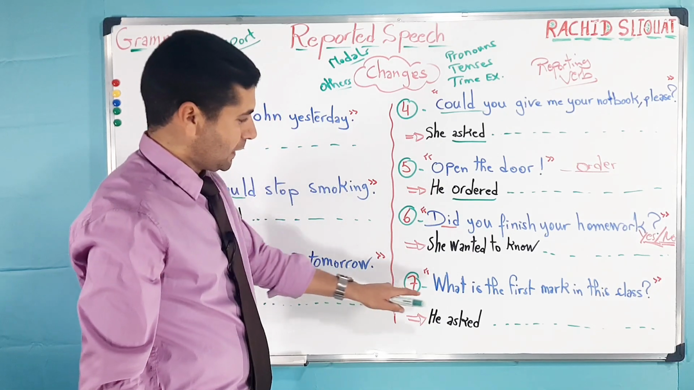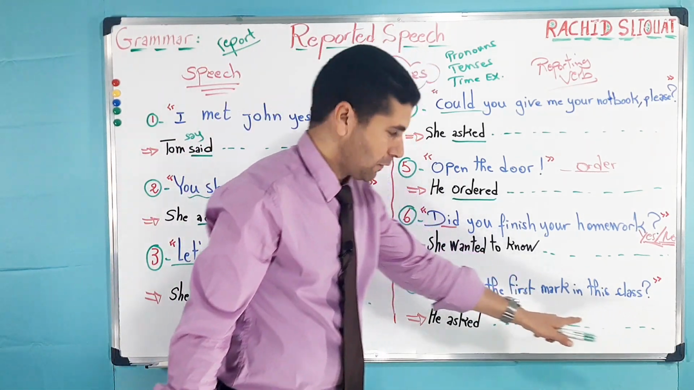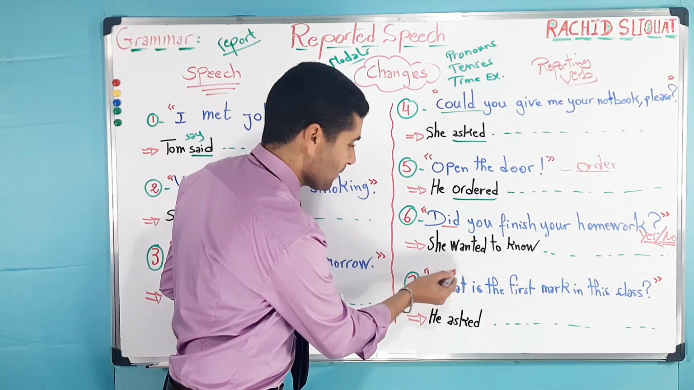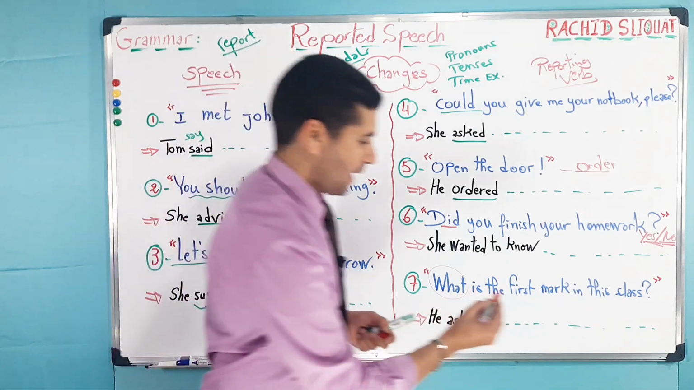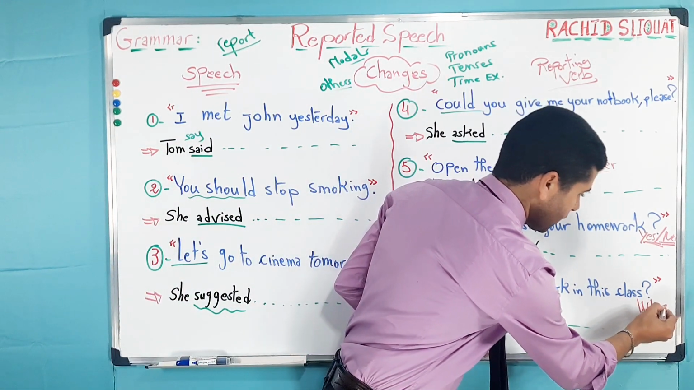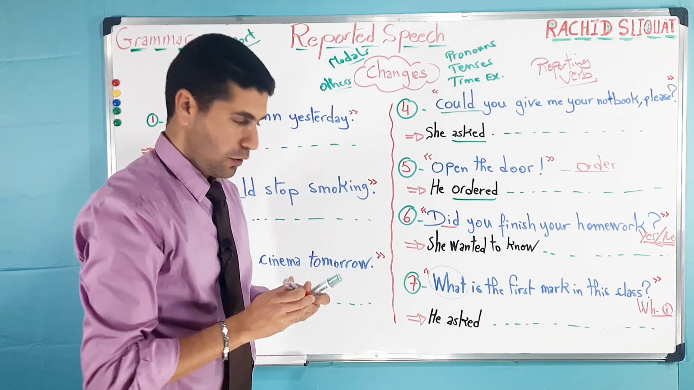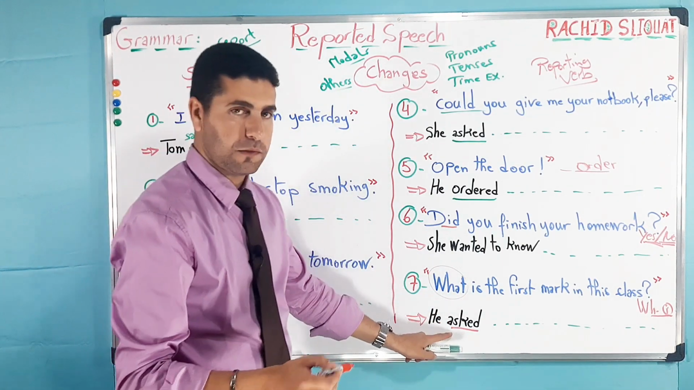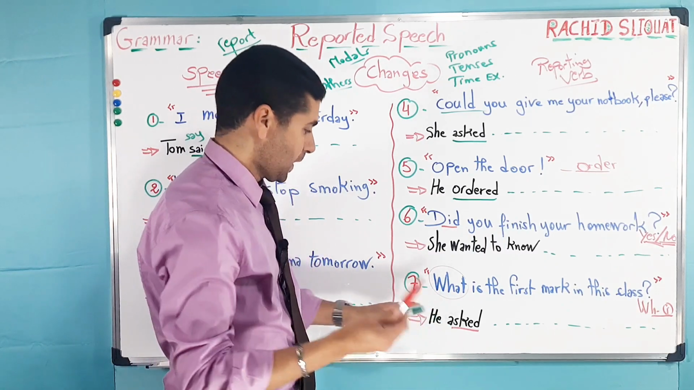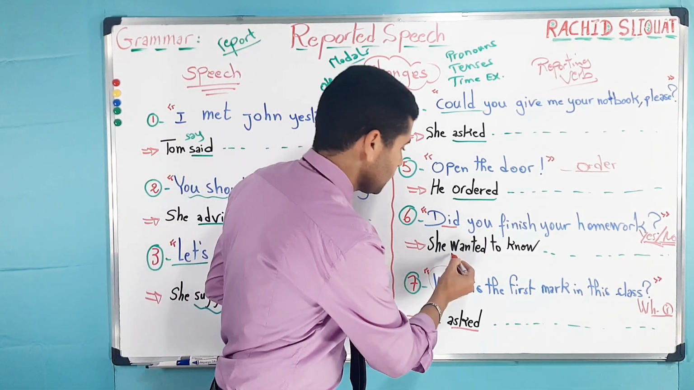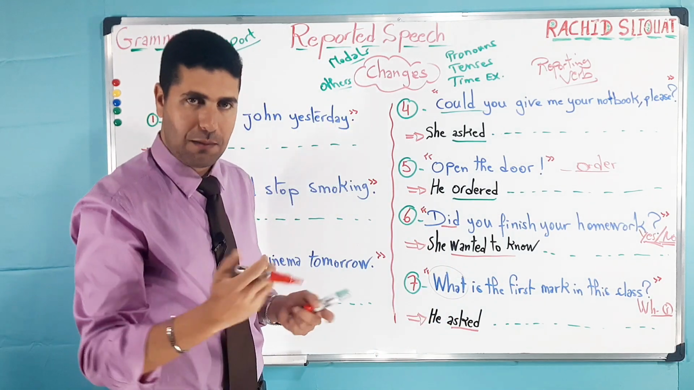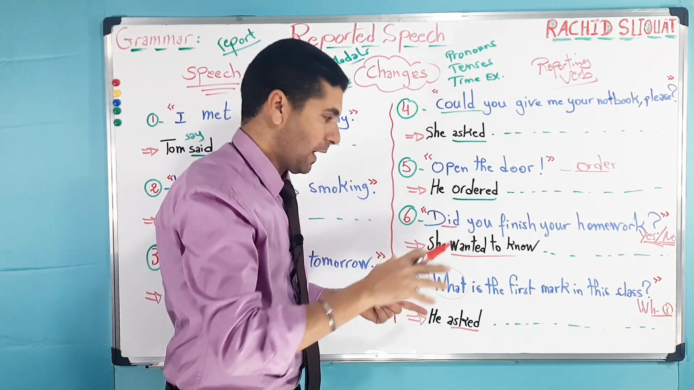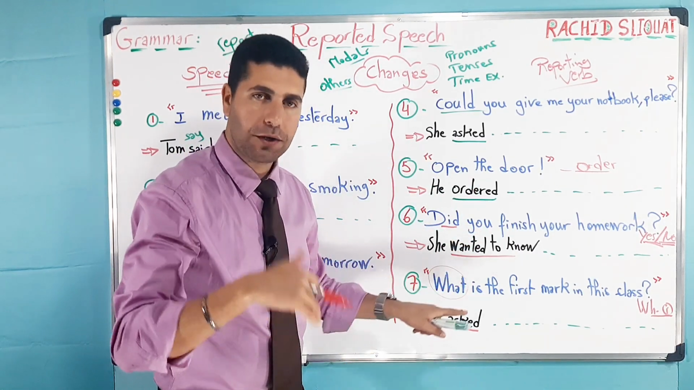And finally, what is the first mark in the class? So this is also a question, but it is a WH question. The verb here is asked. So always the verb ask with question or want to know. When you ask a question about something, very simply, this means that you want to know about it. So this is the verb wanted to know.